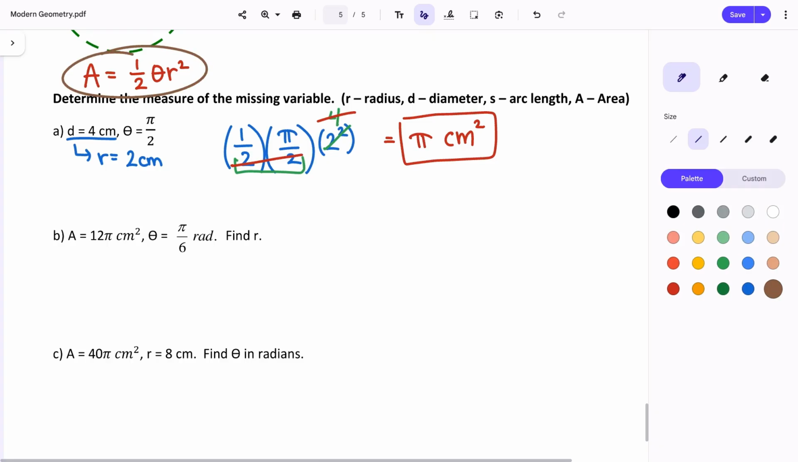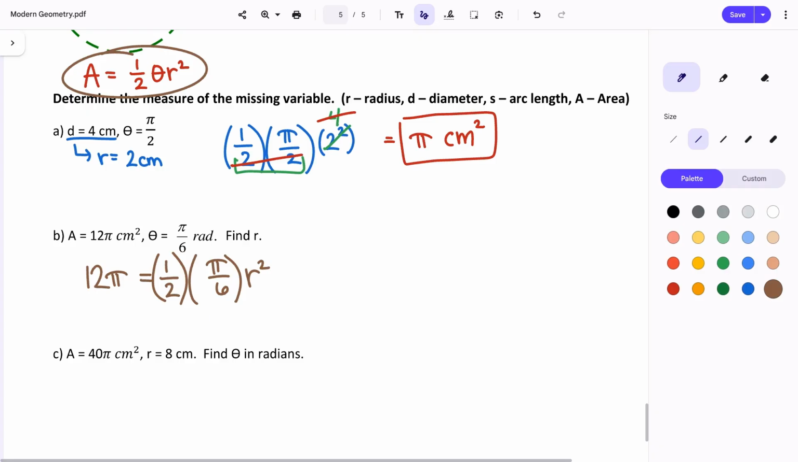They're giving me the capital A. What did they say the area was? 12 pi. So I'm going to put that in for capital A. Now my formula has a 1/2 built in. Can we put in anything for theta? Good, the pi over 6. And we're trying to find r, so we can't put anything in for the r squared. So we have to leave that there.